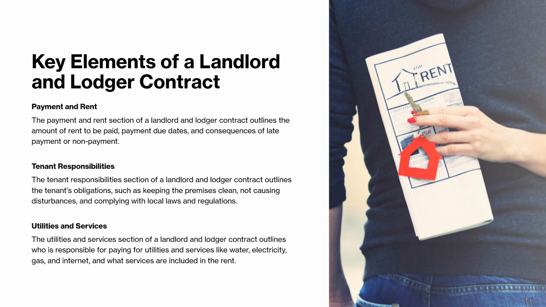Utilities and services. The utilities and services section of a landlord and lodger contract outlines who is responsible for paying for utilities and services like water, electricity, gas, and internet, and what services are included in the rent.